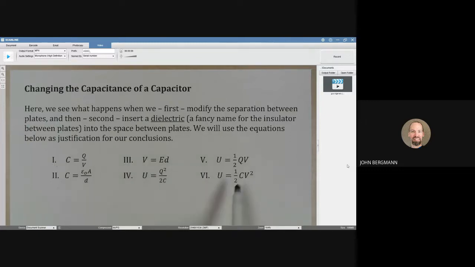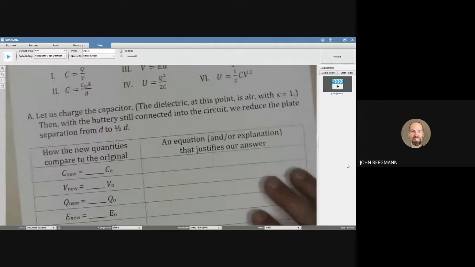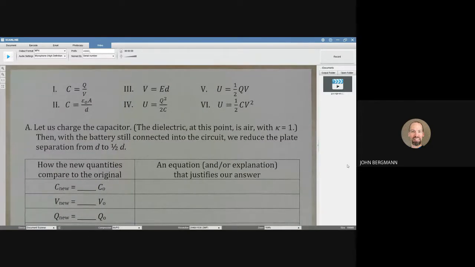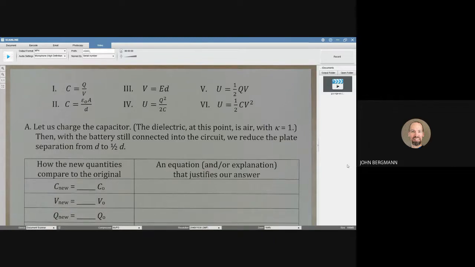We've met all of these equations so far, and so let's see what happens when we change the separation of the plates from D to 1/2 D. So here's what we're going to do. We're going to charge up the capacitor. The dielectric at this point is air or a vacuum, with the dielectric constant having a value for those of essentially 1. Then, with the battery still connected into the circuit, we reduce the plate separation from D to 1/2 D. So we're going to push these capacitor plates together.